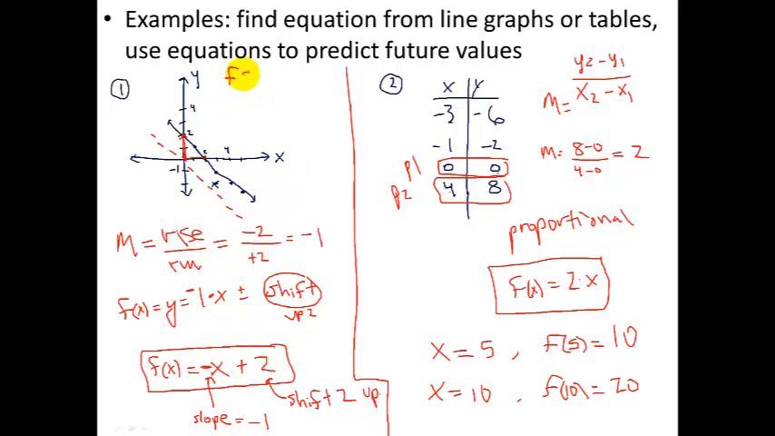Let's try f of 5. f of 5 equals, if I plug in a 5 right here, I get negative 5 plus 2, which is negative 3. And then let's try f of 10. Okay, if I plug in negative 10 plus 2, I get negative 8. So you can see that when I double the input from 5 to 10, I did not double the output, so it is not proportional, whereas over here it was.